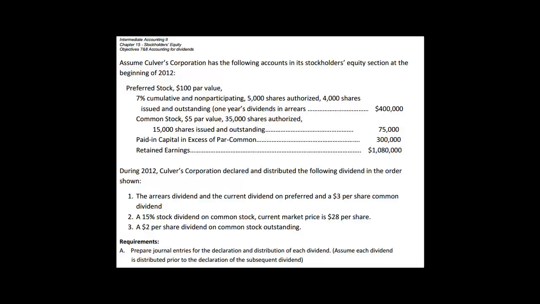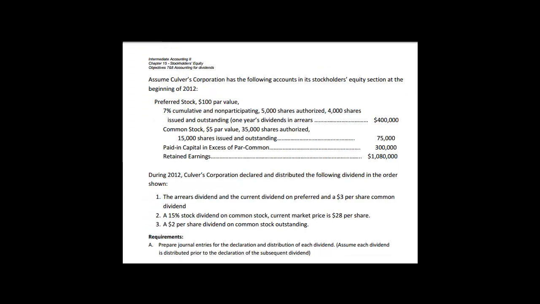Dividend problem that I'm going to walk you through. If you're not familiar with this problem, go ahead and pause the video before we start to walk through. The first step of this problem tells us that the company had dividends in arrears, and they're also going to provide a current dividend for preferred stock, and then they're going to have a $3 per share common stock dividend. So the first thing we're going to do is take care of this transaction.